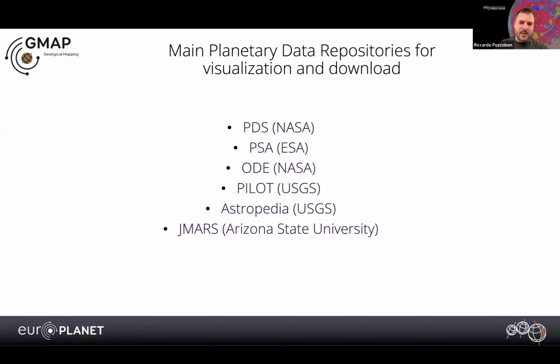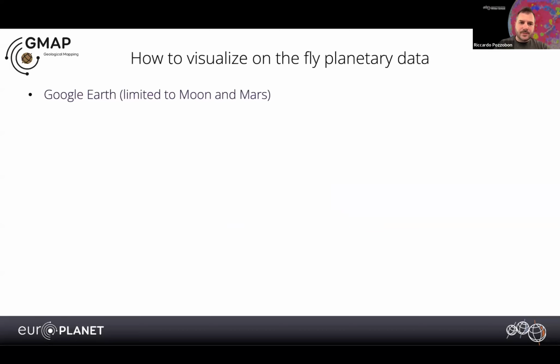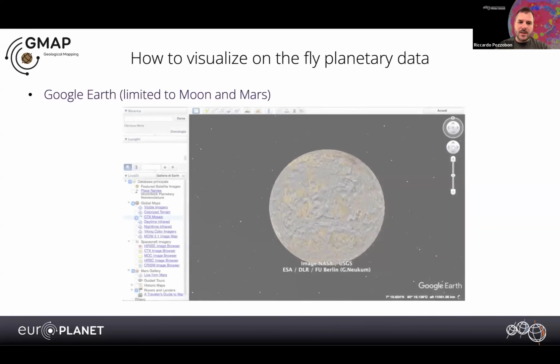They are the PDS, Planetary Data System of NASA; PSA, or PISA, the Planetary Science Archive; the Orbital Data Explorer; the Pilot, which is specifically related to planetary images; Astropedia, with some high-level already processed products; and the software GMRT. But you can also visualize on the fly planetary data, especially for the Moon and Mars.